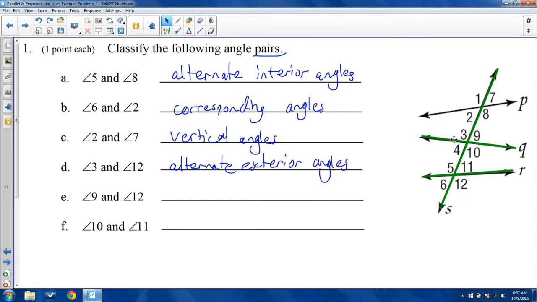9 and 12, well, same 2 lines with the transversal. Here's 9, here's 12. They're on the same side of the transversal, and they're on the outside. Now again, keep in mind, this is why I drew these lines, because you might look at 9 and say, that's not on the outside, there's this line right here. Yeah, but we're not referring to that line at all. We're only referring to the ones that make the relationship. So if you hide this completely, 9 is on the outside here, and so is 12. Those are same side exterior angles.